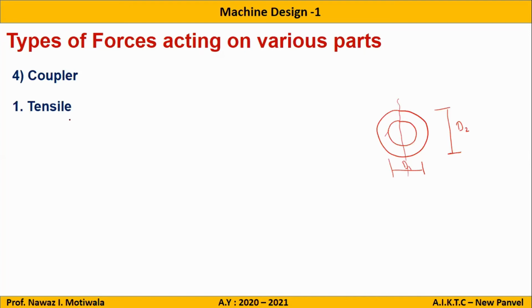So what will be the area? I will write sigma T is equal to P divided by, area is pi by 4 into D2 square, outer diameter square, minus D1 square. Now what is unknown here? Again there are two unknowns. D2 is unknown, that is the outer diameter of the coupler, and D1 is also unknown, which is the inner diameter of the coupler. Now you just observe. Now again tell me, if there are two unknowns and there is only one equation, what do we do?